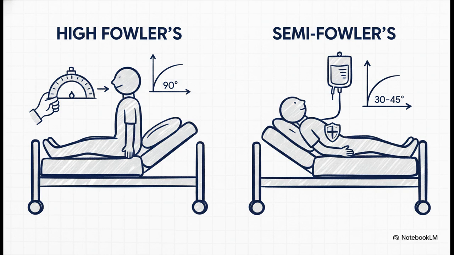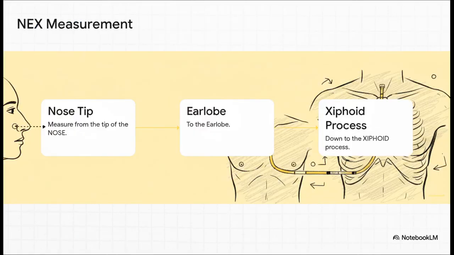Now, patient positioning is everything. Seriously, it can make or break the procedure. For insertion, you want them sitting straight up at 90 degrees. That's high Fowler's position. It just makes gravity your best friend. But for feeding, you'll lower them a bit to a 30 to 45 degree angle to help prevent anything from coming back up. So, how far in do you go? Great question. There's a super simple way to measure this called the NEX method.